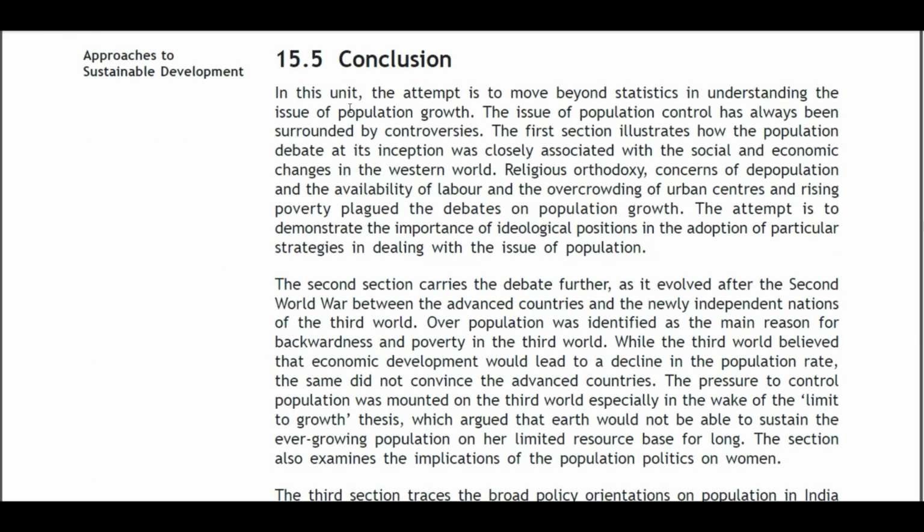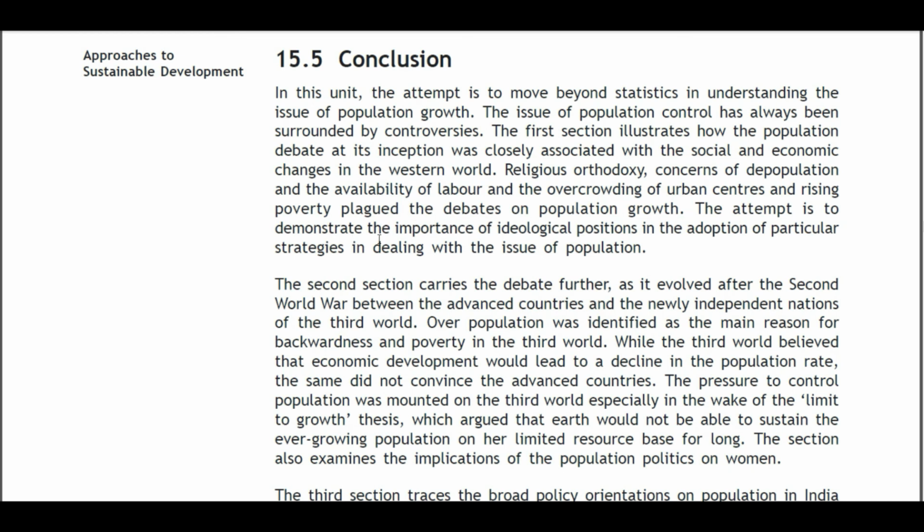15.5 Conclusion. In this unit, the attempt is to move beyond statistics in understanding issues of population growth. The issue of population control has always been surrounded by controversies. The first section illustrates how the population debate at its inception was closely associated with the social and economic changes in the Western world. Religious orthodoxy, concerns of depopulation, availability of labor, overcrowding of urban centers and rising poverty plagued the debates on population growth.